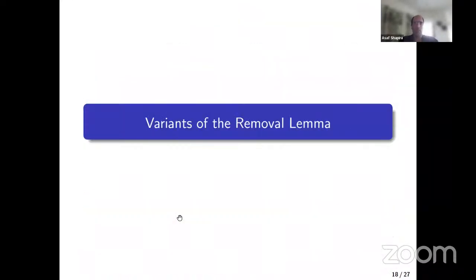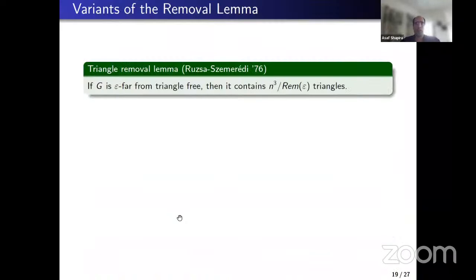Okay, so let me move to the third part of the lectures where we discuss variants of the removal lemma. Again, I'm reminding you what the removal lemma is, and I'm stating it in a slightly different manner. If a graph is epsilon far from being triangle-free, then it contains n cubed over some function of epsilon many triangles. Now this removal of epsilon we think about as a large integer and not as a positive real. It will be useful, as you'll see in the next slide, to define it this way.